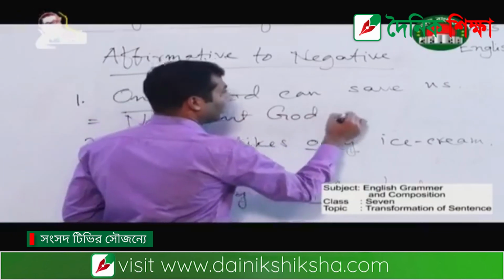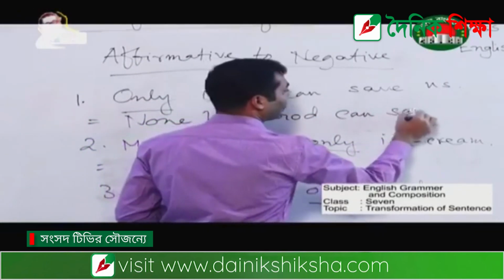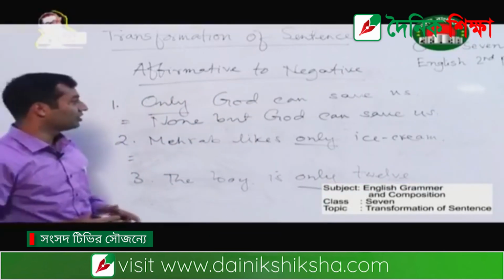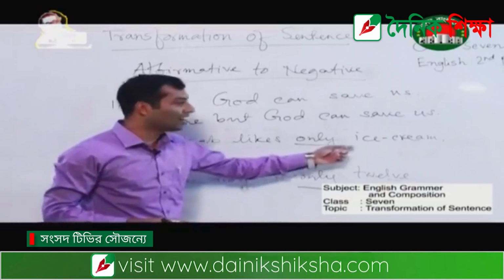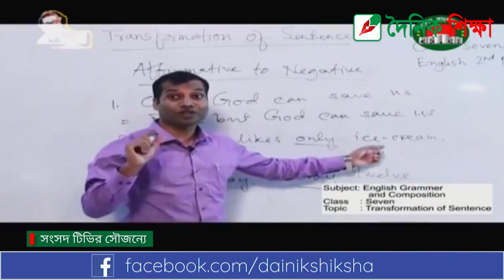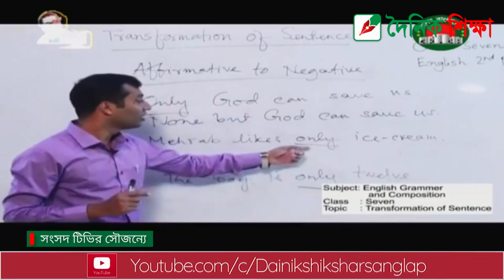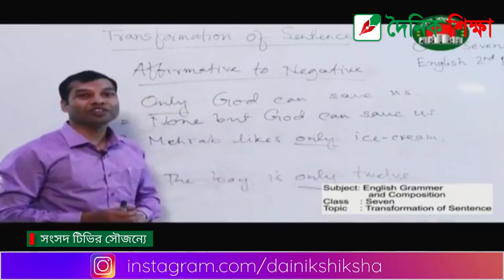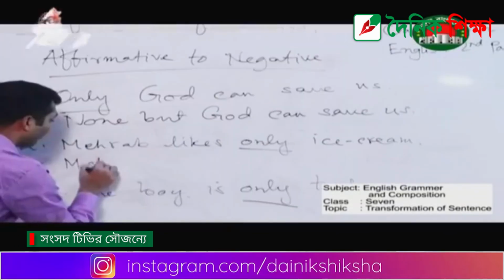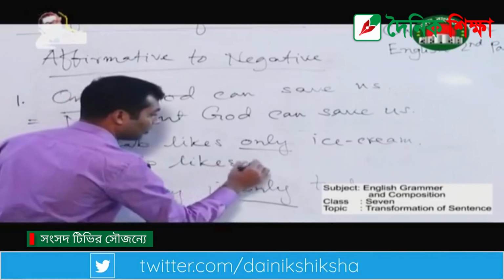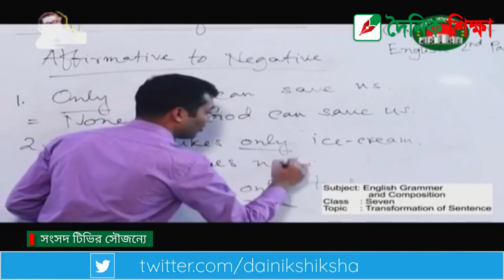Now come to the second sentence. As you can see that this only is demonstrating the word ice cream, and you know ice cream is a thing, it's not a person, it's a thing. But when the word only demonstrates anything, then only becomes nothing but. Or Mehrab likes nothing but ice cream.